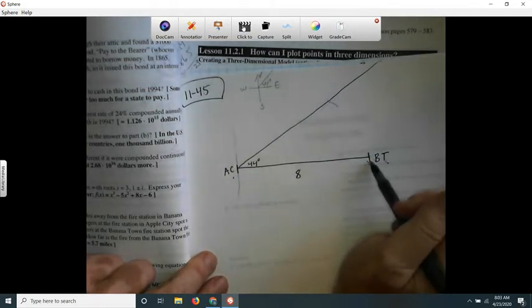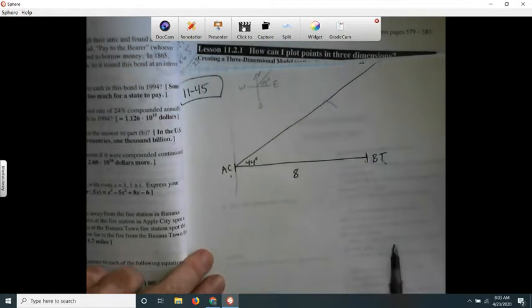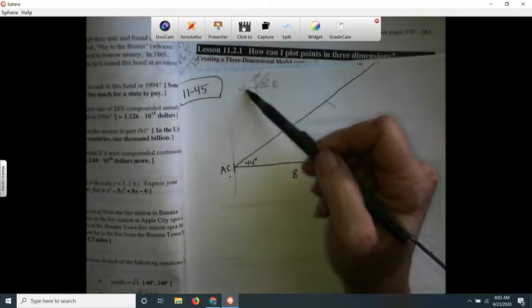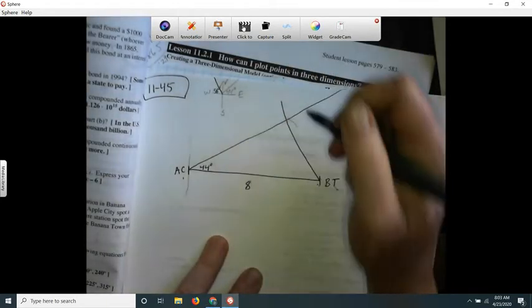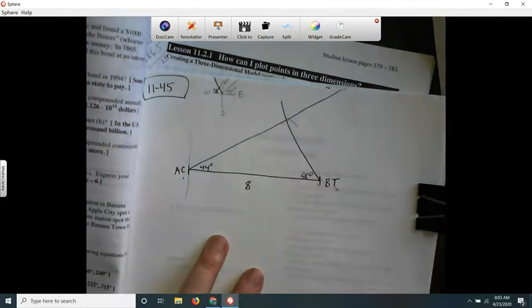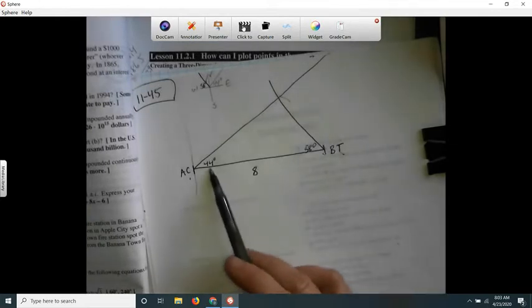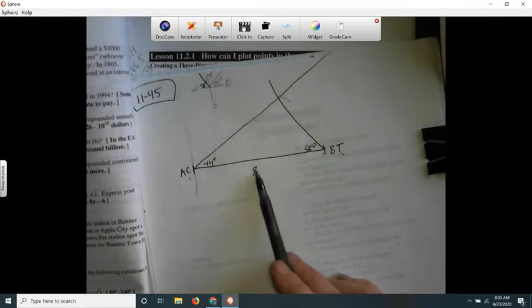And then Banana Town is seeing the same fire, but theirs is 58 degrees northwest. Well, north is up and west is left, so it's going to be a little bit bigger of an angle. So I'm just going to draw a bigger angle, and let's say it's 58 degrees. You might not even have to draw this diagram, but you need to somehow get a triangle with the angles and then the side in between the angles.